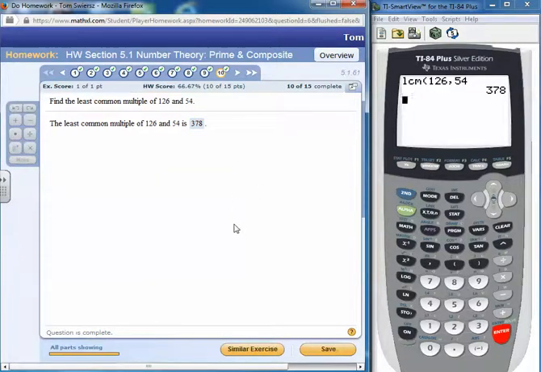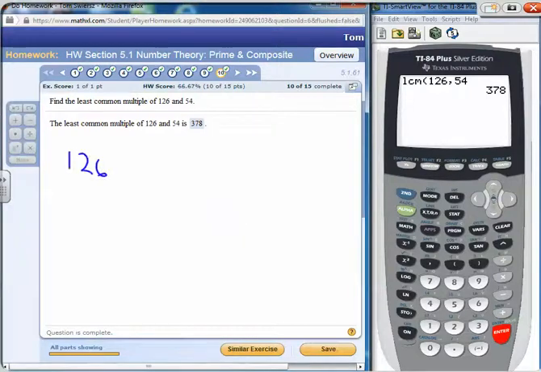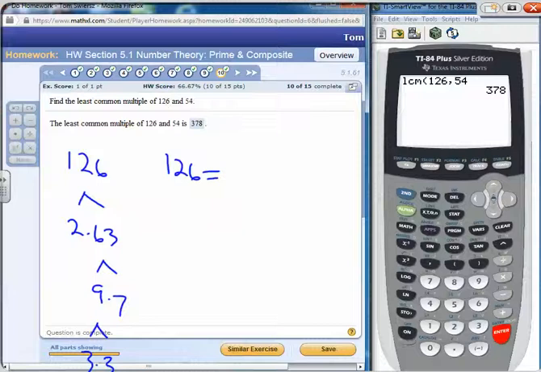Okay, now again, if you don't have the calculator, you've got to do it with pencil and paper. 126 is 2 times 63. 63 is 9 times 7. 9 is 3 times 3. So 126 is equal to 2 times 3 squared times 7.